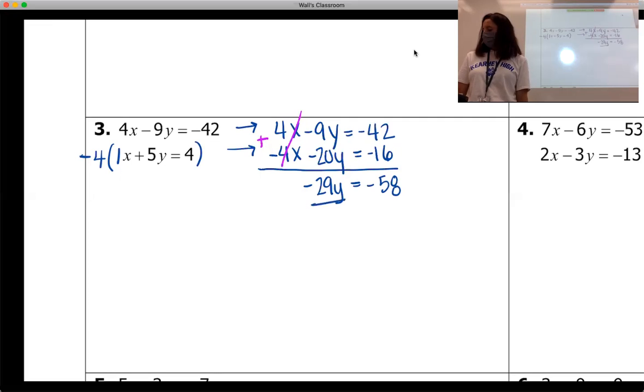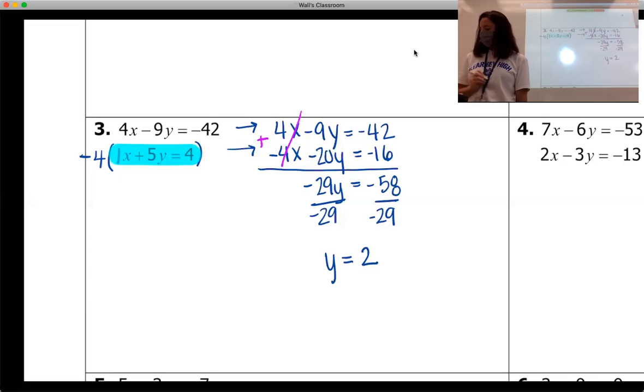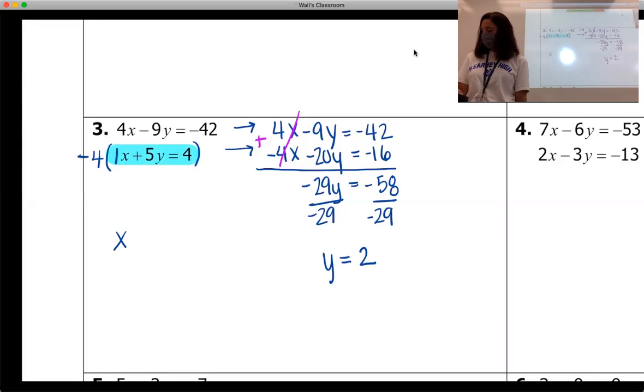And then we divide by -29. And we get that y is equal to 2. Now, I'm going to substitute this back in to that equation right there. So y equals 2 goes in for y. So 5 times 2 will give me 10 right there. So x plus 10 equals 4. Subtract 10, and we get x equals -6.